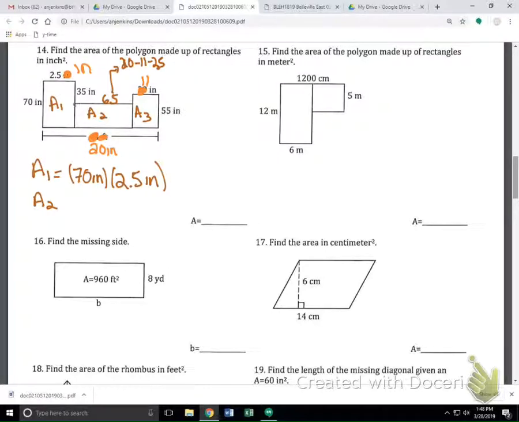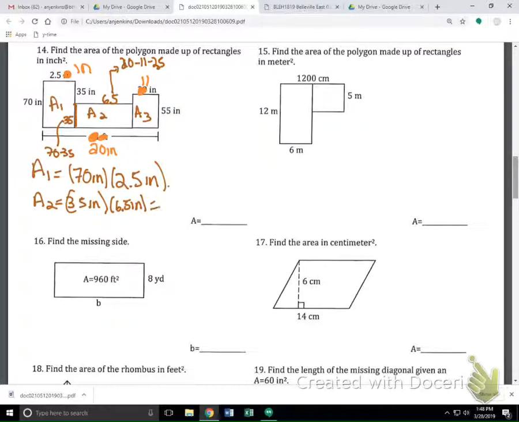Along with that, we need to find our height of this region. We know this whole rectangle here is 70. And then we go down 35. How much is remaining? It's going to be 35. We know that because it's 70 minus 35. So for area 2, we know it's going to be 35 inches times 6.5 inches. It's 6.5, thank you.